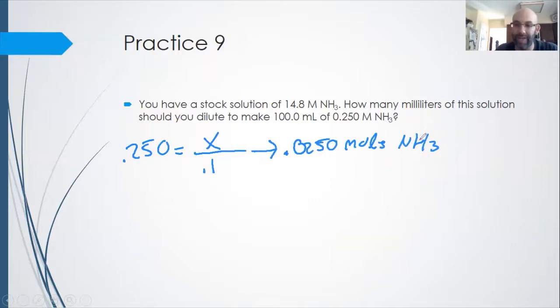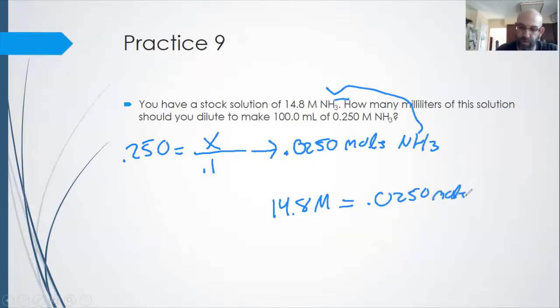Okay. Well, where are we going to get this ammonia from? We're going to get it from this stock solution. So we want to find out how much volume do we need. So for 14.8 molar, that's going to be 0.0250 moles. That's how many moles you need to pull out of this. So we're going to need how much volume. So we're looking for this. So we flip these around. We get 0.0250 divided by 14.8. And that gets us 0.0016.